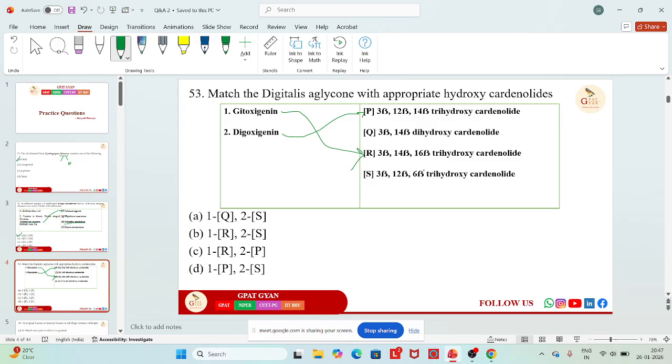Have you noted? Or should I repeat something? Yes, ma'am. Gitaloxigenin contains 2 hydroxyl groups, 2 OH groups at 3 beta and 14th beta, and 1 carboxylic acid group, COOH, at the 16 beta.